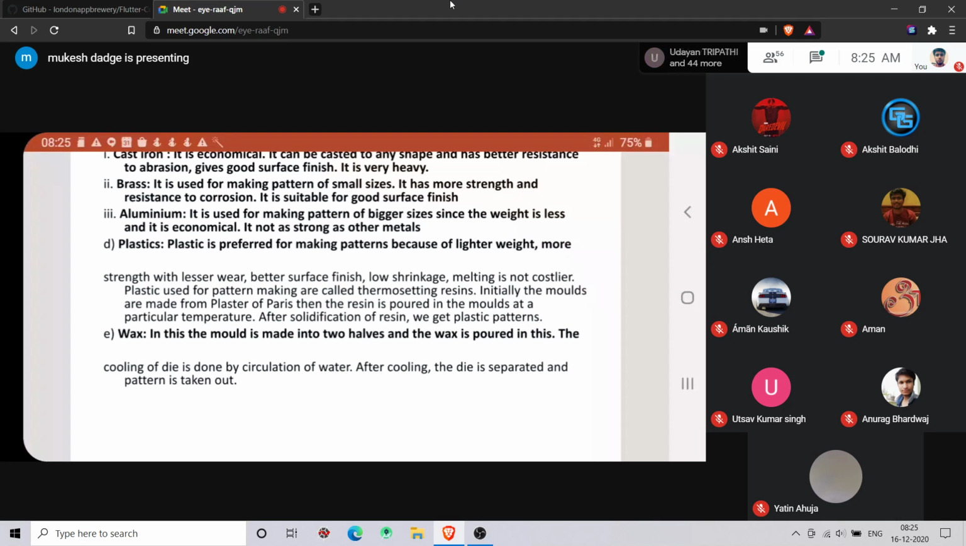So again, how to make a pattern? That is again one of the processes. You have to make it again with clay and all these things. Pouring will be there. Then you have to machine it to the exact size. You have to do machining, somewhat manually, not on the machines, to get the exact shape.